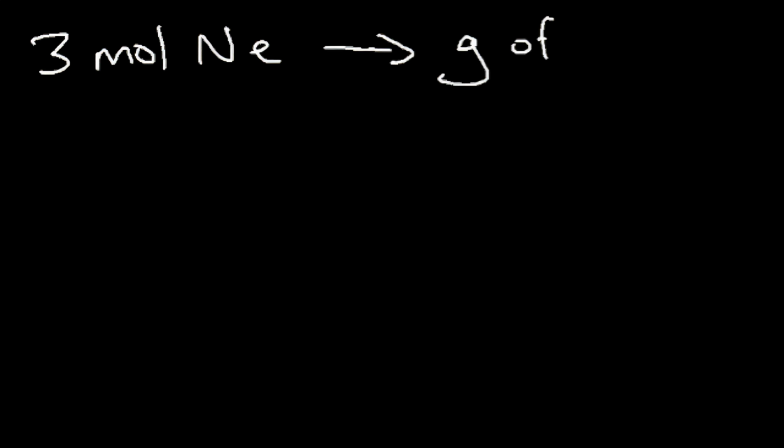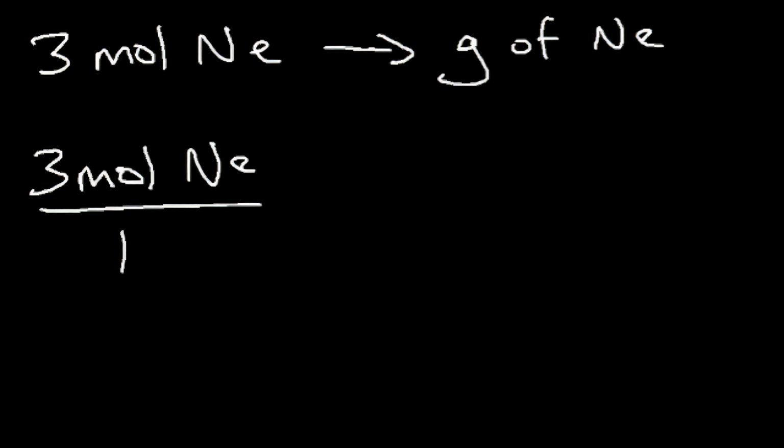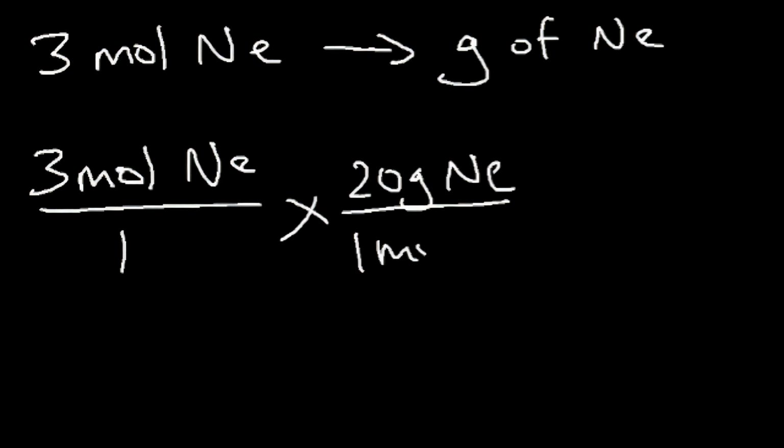Now, if you need to go the other way, let's say if you want to convert from moles to grams, you need to multiply the moles by the molar mass. So let's say if we have 3 moles of neon, let's convert it to grams of neon. So let's start with what we're given. Now, if you take a look at the periodic table, you'll see that the atomic mass of neon is approximately, I'm going to round it, about 20 grams per mole.